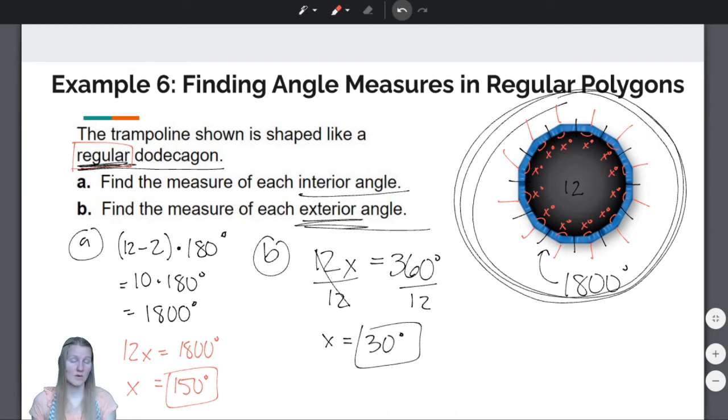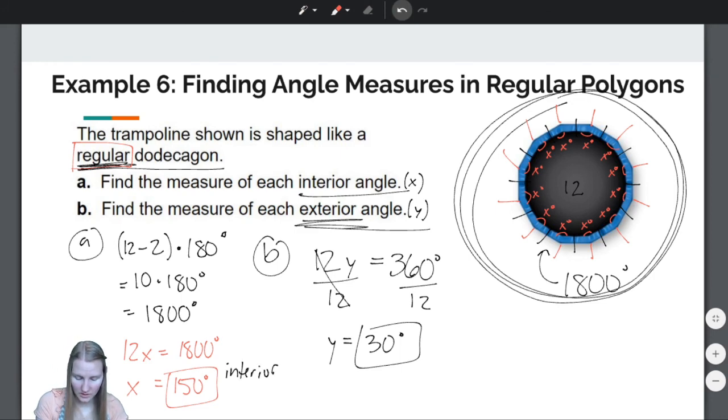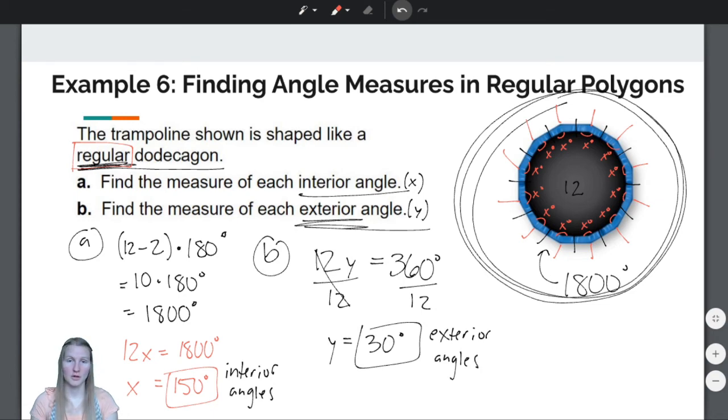So the exterior angles are 30 degrees. Now maybe we should have used y here instead of x, so that it's less confusing. We'll use y for exterior angles and x for interior angles. So the interior angles measure 150 degrees, and each exterior angle measures 30 degrees. Now we can check.